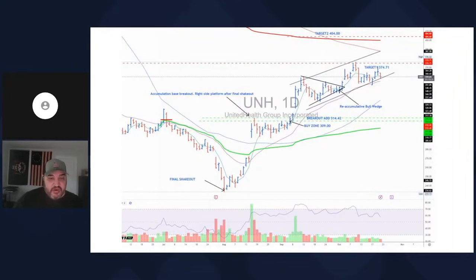We pull back, we tighten up a base, and then the pivot at 309 was the failed high on the prior day. We set a buy stop through there with an add through the pivot high off the gap at 314.42. And we set a target at 374.71 and a secondary target at 404, which is right near the 200-day moving average. And as you can see here, UNH popped explosively.